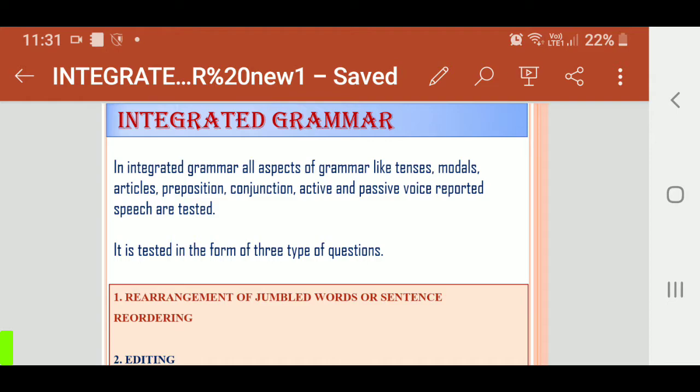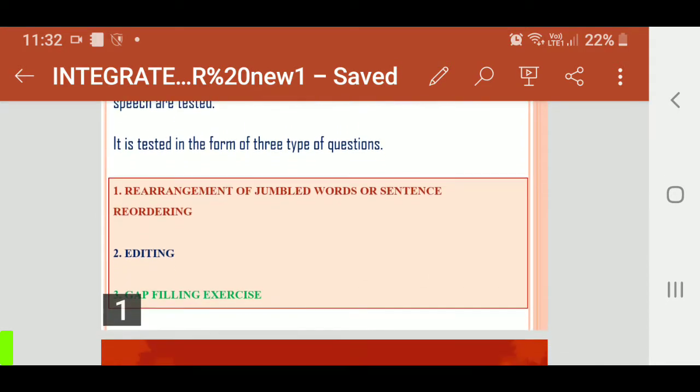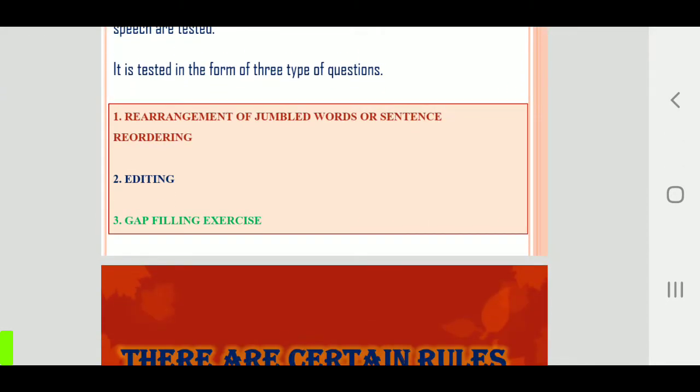First of all, we have to understand what is integrated grammar. In integrated grammar, all aspects of grammar like tenses, modals, articles, prepositions, conjunctions, active and passive voice, reported speech are tested. It is tested in the form of three types of questions: rearrangement of jumble words or sentence reordering, editing, gap filling exercises. Now, first of all, we take rearrangement of jumble words or sentence reordering.